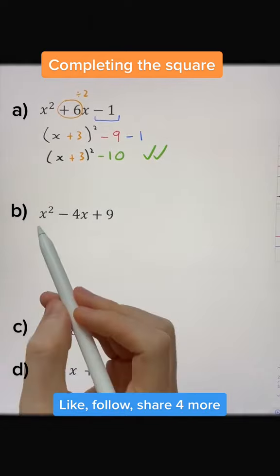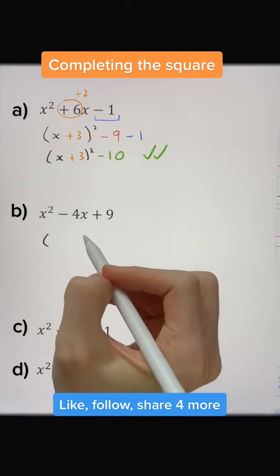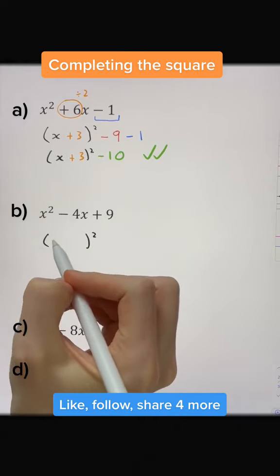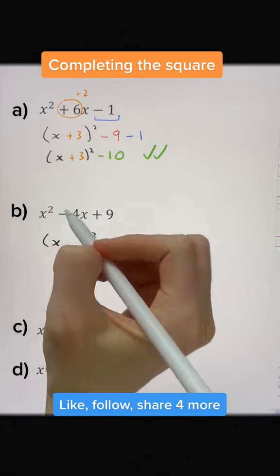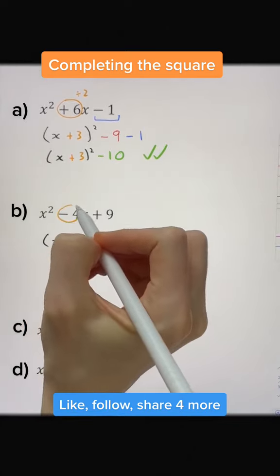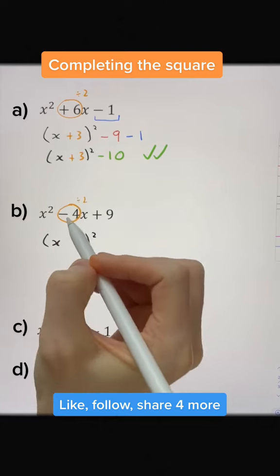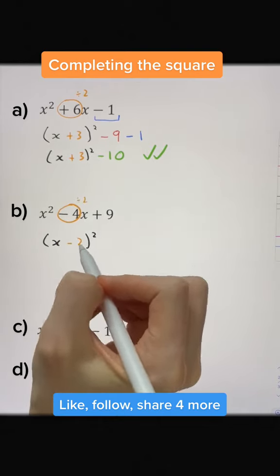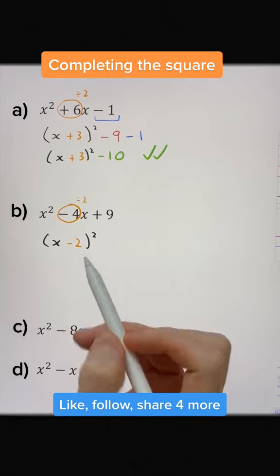For part B, again, as our quadratic starts x squared, we're going to open our square brackets and place a single x inside. We always divide by 2 the number in front of our single letter. In this case, negative 4 divided by 2 will give us negative 2. We now square that number.